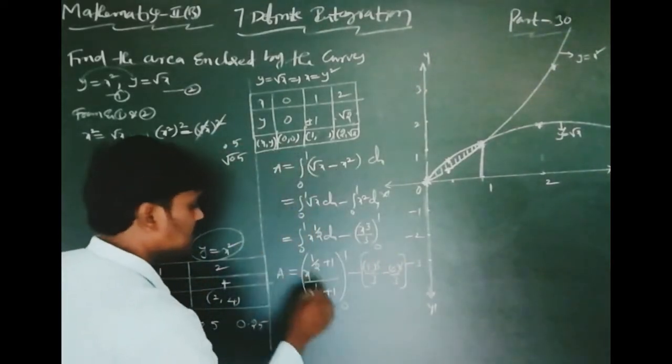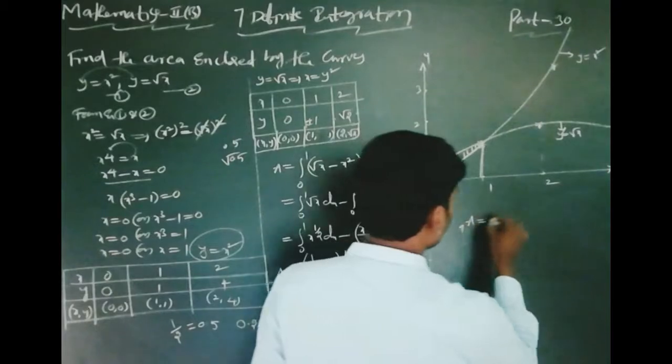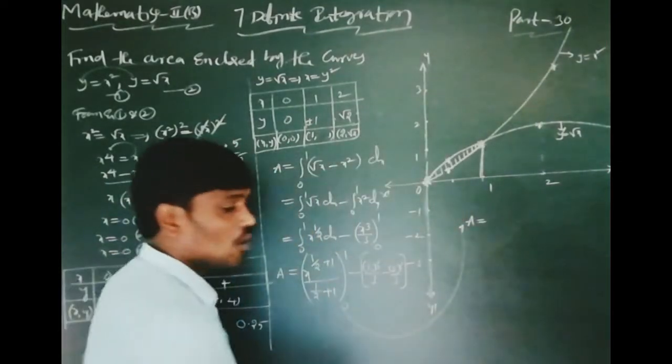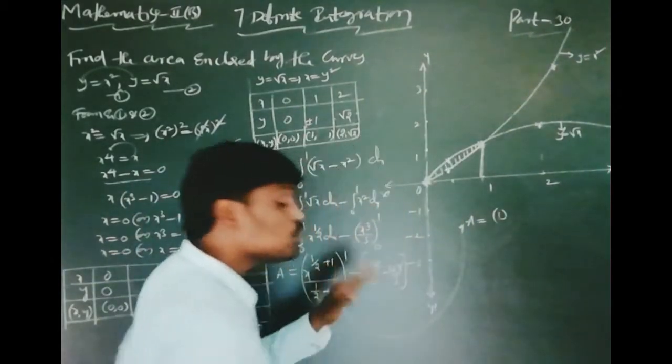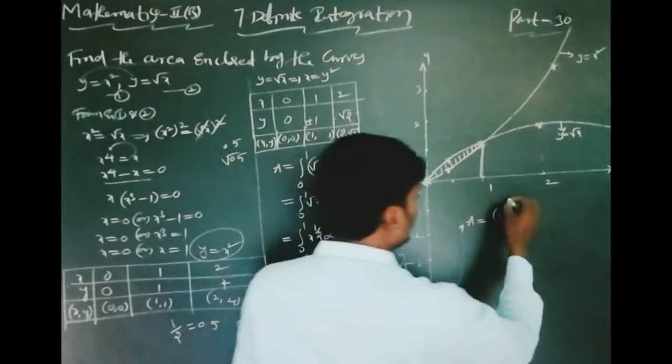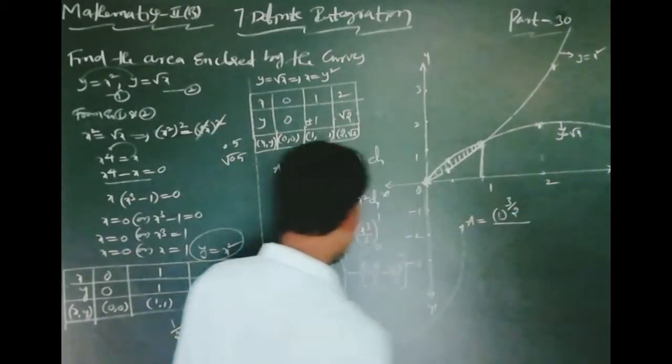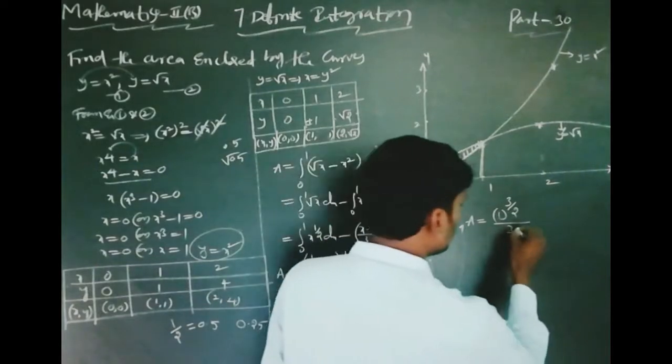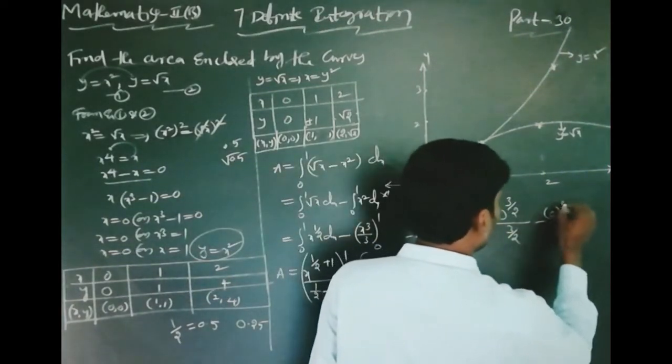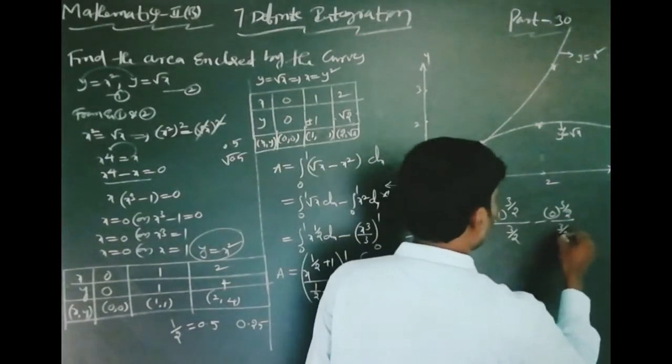After that this is area. Area A is equal to the limit, you can write here 1 power 1 by 2 plus 1. 1 by 2 plus 1 how much? 3 by 2, all by 1 by 2 plus 1. 3 by 2 minus 0 power 1 by 2 plus 1, 3 by 2 by 1 by 2 plus 1.